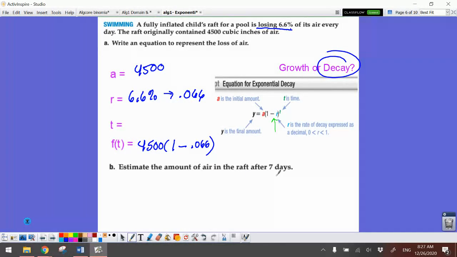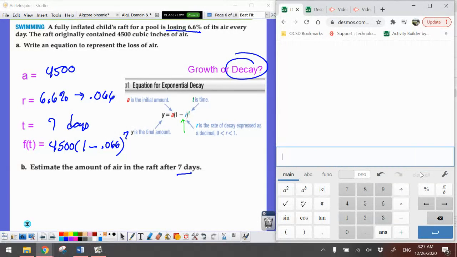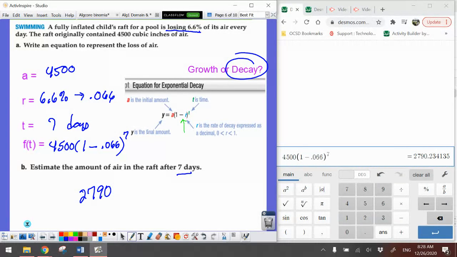And do I know what my t is yet? Well, if I keep reading, it says my t is 7 days. So I'm going to throw a 7 in here. And I want to evaluate that. So 4,500, 1 minus 0.066. And again, you need a power, throw in a 7. I see that I have 2,790. We're going to round it to the nearest cubic inch. We're just going to ignore those decimals. So that's 2,790 cubic inches of air.